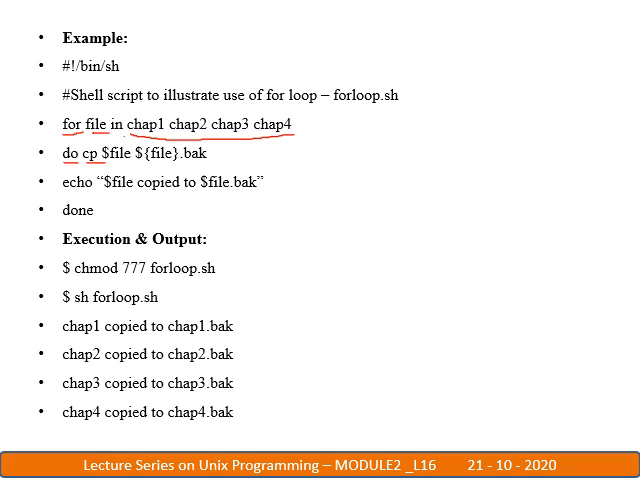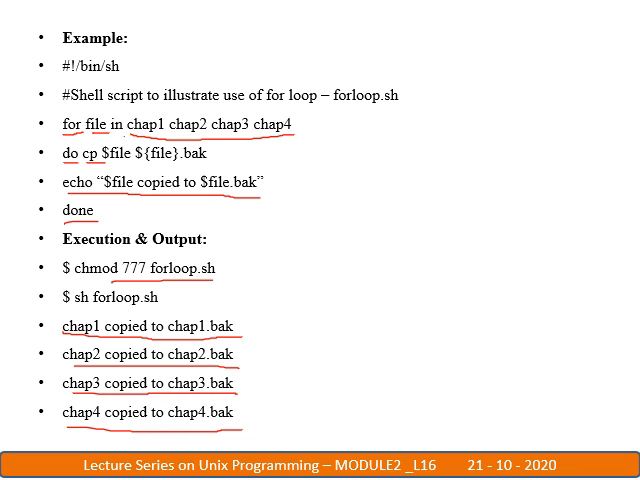Once the list is over, it is going to echo all the files. Then after echoing, it is done. So this is how the for loop is used. When you execute this program, you can see the output. Chap1 is copied to chap1.bak, chap2 is copied to chap2.bak, chap3 is copied to chap3.bak, and chap4 is copied to chap4.bak. Only the number of values given in the list will be executed. Once the list is exhausted, it will come out of the for loop.